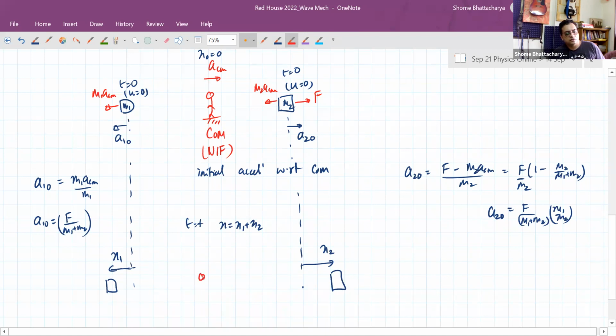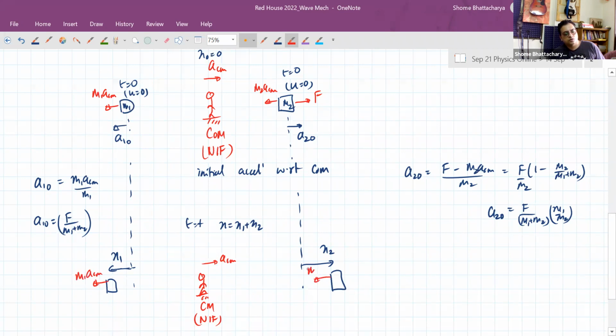So in that same center of mass frame, we have the same pseudo force, external force. But in addition to that, now you have the spring forces. The same magnitude of spring force on each.